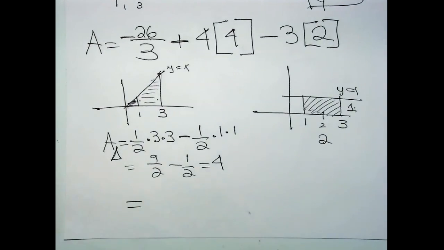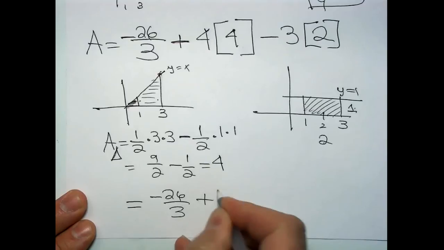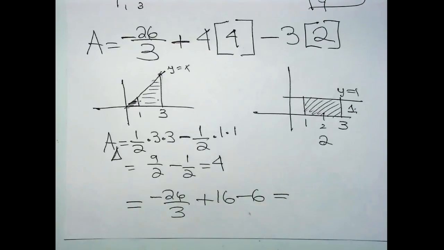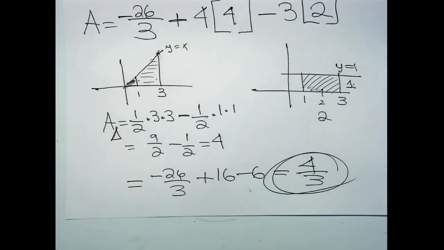So in the end, what's our overall limit going to be? It's going to be minus 26 thirds plus the 16 minus 6. And if you tally that all up together, you get 4 thirds. Now, as a reality check, what you could do is graph that original parabola. You could look between 1 and 3 and maybe do an estimate to see if the area really should be roughly about 1. So good thing to do.